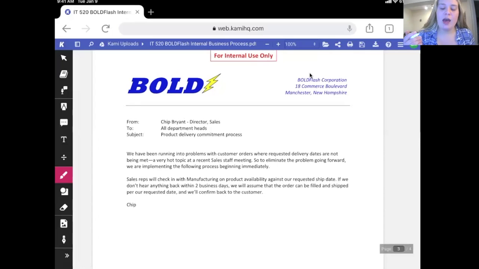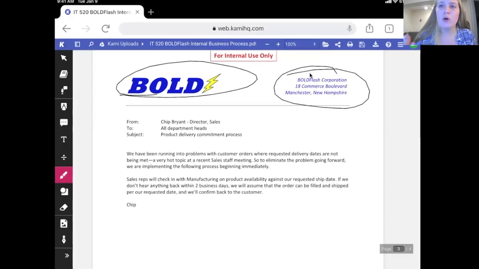So to begin with, we have our BOLDFlash logo and address up here at the top. Those are very important basics of a memo. So we have our from Chip Bryant, Director of Sales, to all department heads, and the subject product delivery commitment process. Now this subject, we may want to make it a little clearer, add some detail, product delivery commitment issues rather than process. Some people may see process and just disregard it. They know the process of product delivery. If we put issues there, it's kind of a key word to signal, hey, look at this.